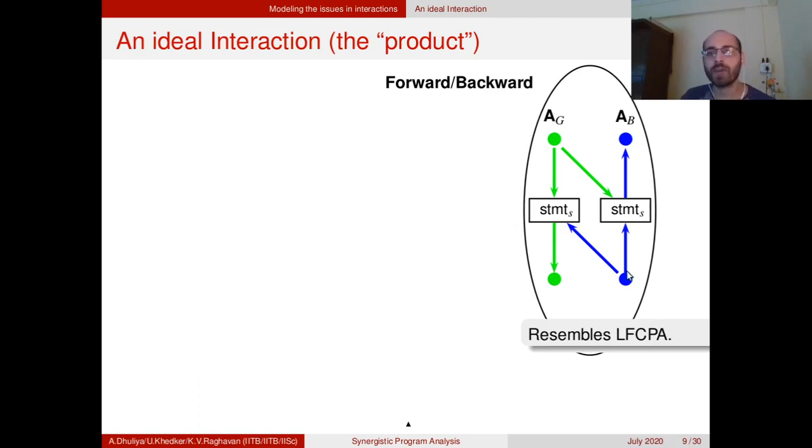A forward-backward example of interaction is liveness-based points-to analysis, where liveness goes backward, points-to goes forward, and they interact on statements.